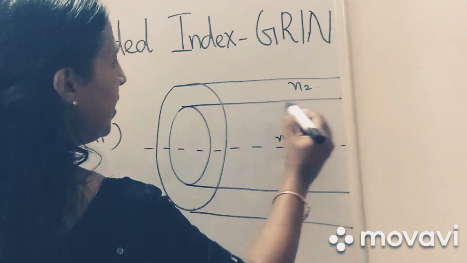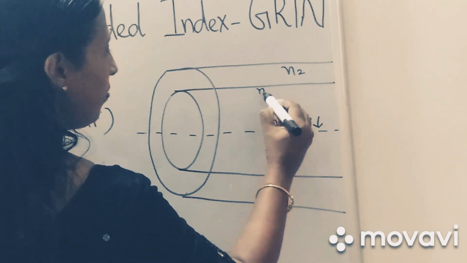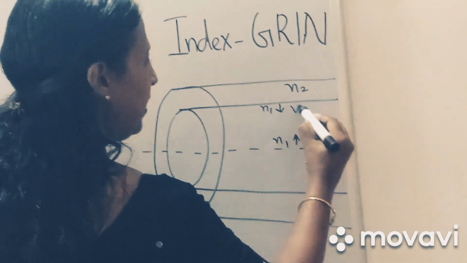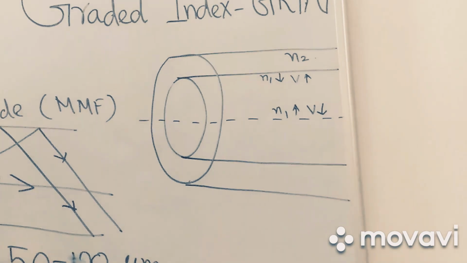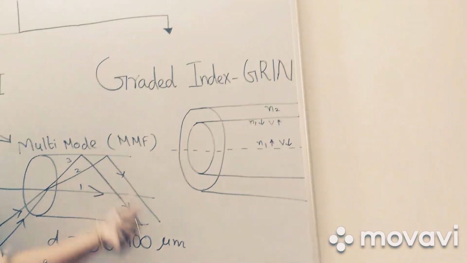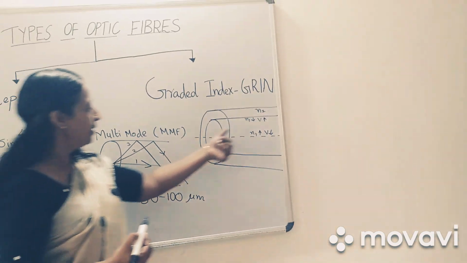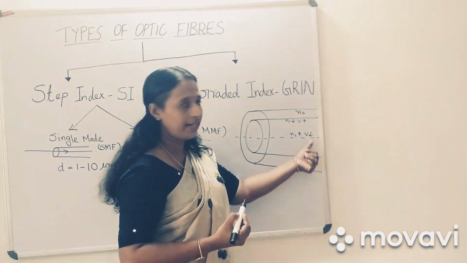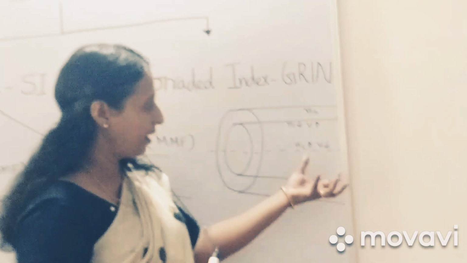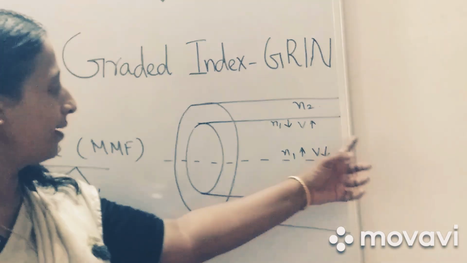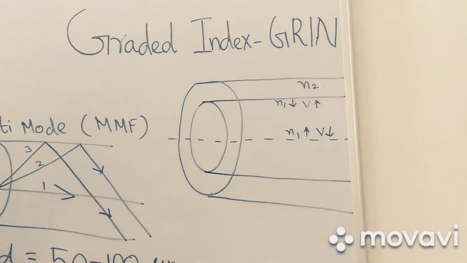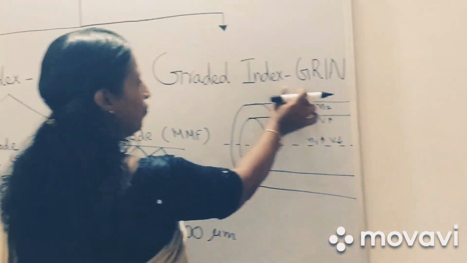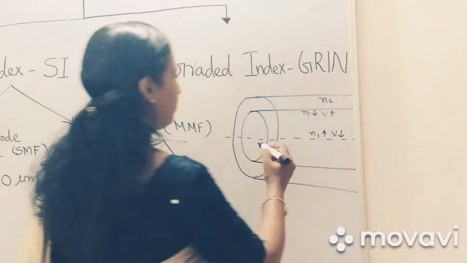And here the region has less refractive index, so speed is high. So the marginal rays or zigzag rays travel with high speed, while axial rays travel with less speed. So in effect, all the light rays can reach the destination at the same time. So there is no chance of distortion in the case of graded index fiber.